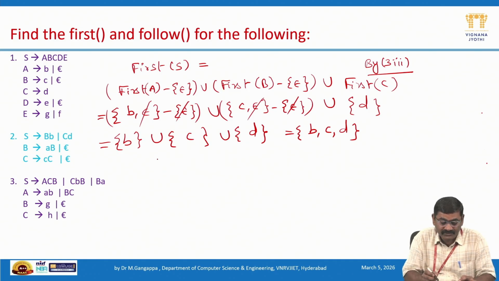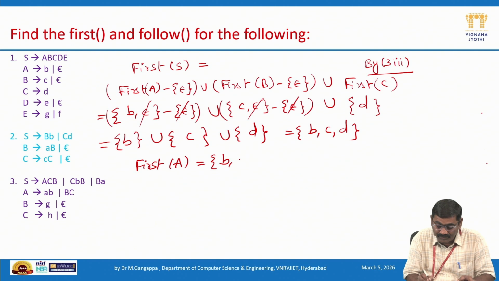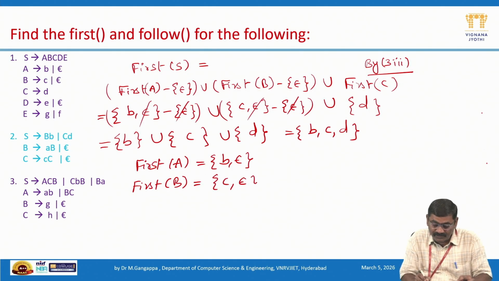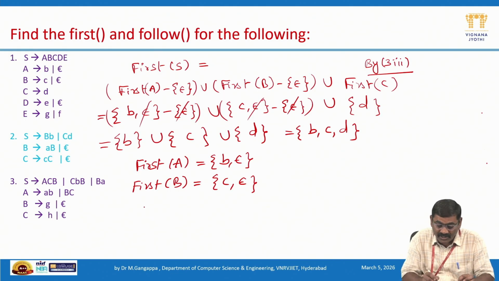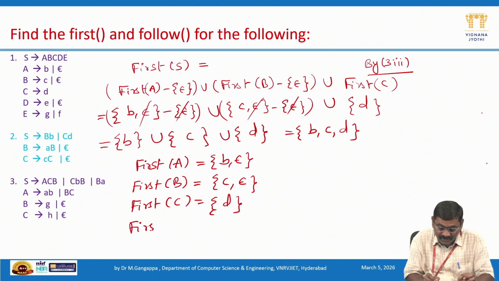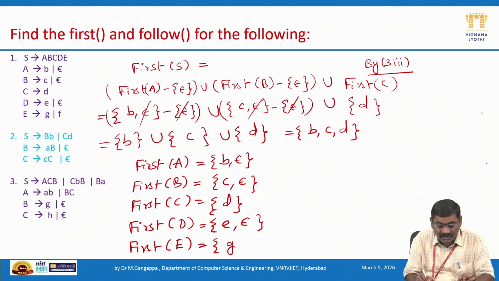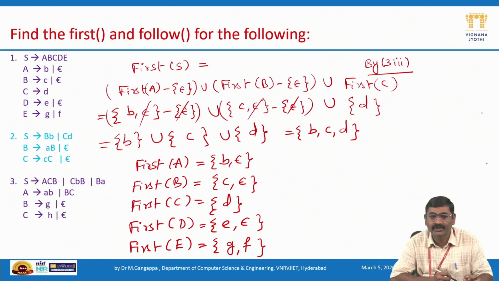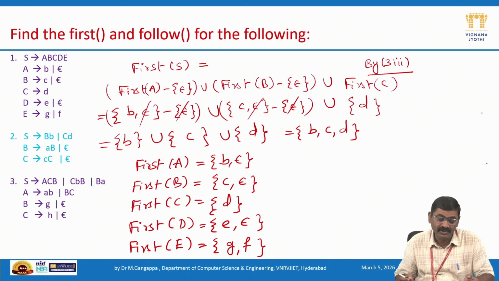So the next one is let us compute first of A. Already we have computed. Once again, let us see first of A. First of A can include B or epsilon. Similarly, first of B can include C comma epsilon, because C is a first terminal and epsilon is the terminal symbol, and first of C can include only one first terminal in the RHS, that is D. And first of capital D can include the first terminal symbol E comma epsilon, and similarly first of E can include G comma F, because G is the first terminal for the first alternative for the E production, and F is the first terminal symbol for the second alternative. Therefore, G and F are the two terminals for the first of capital E. So this is how you can compute the first for the first grammar.